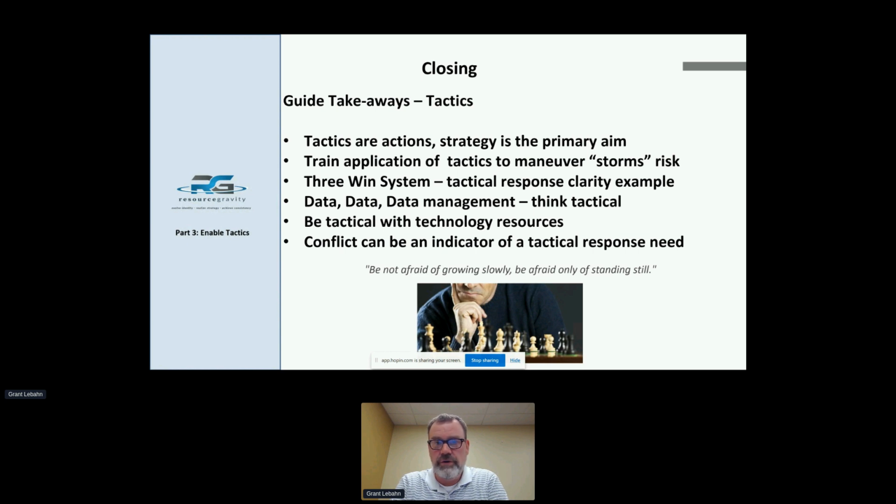If you just gloss over it and it's not clear and you don't allow clarity, you're going to get burned. I have been burned. I've been burned a lot. So think tactical, be aware of it. Same thing with technology and resources internally. How do you manage and understand your current technology resources internally in your company? You have to be tactical and you have to know where you're at.